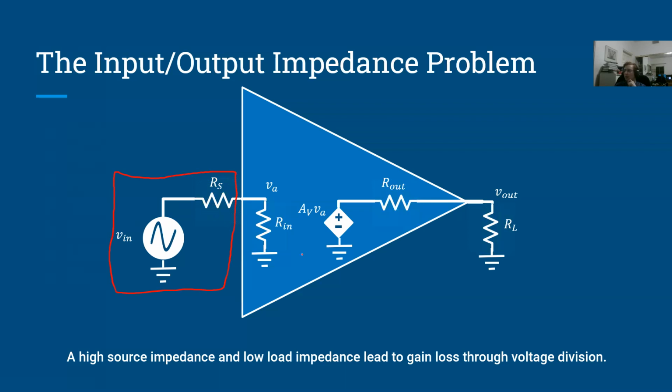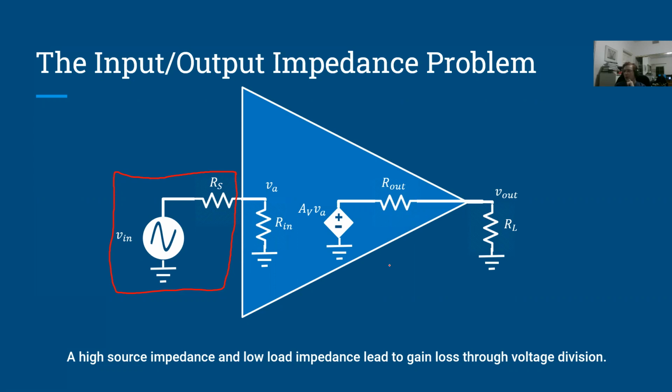You can't change RS. And the amplifier has some input resistance. I'm calling that Rin. And there's an internal voltage source to the amplifier. Remember, this is just a model. It's not how things actually are. But I have an internal voltage source to the amplifier, and that voltage is equal to the gain of the amplifier, AV, times VA, which is the voltage at the internal resistance. And then the amplifier has an output resistance, and that is connected to a load, which is what we want the output of the amplifier to drive.